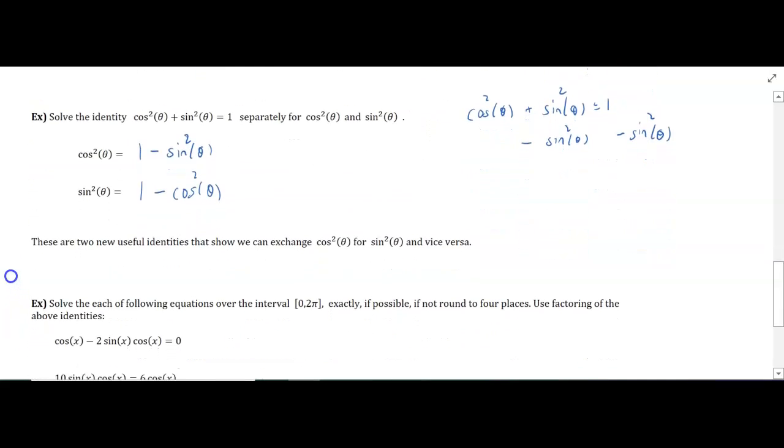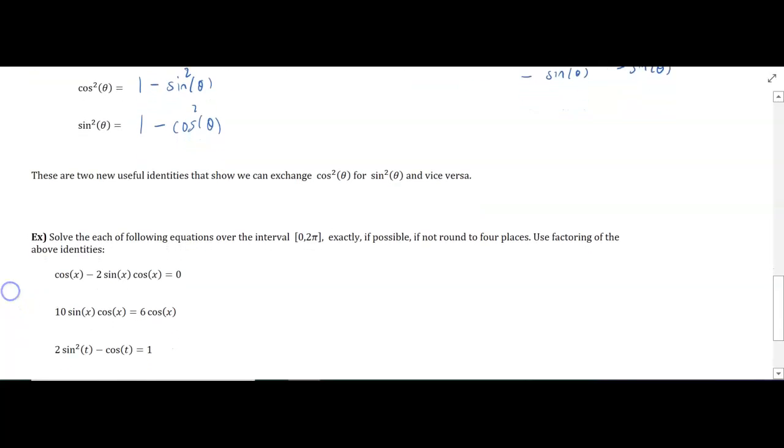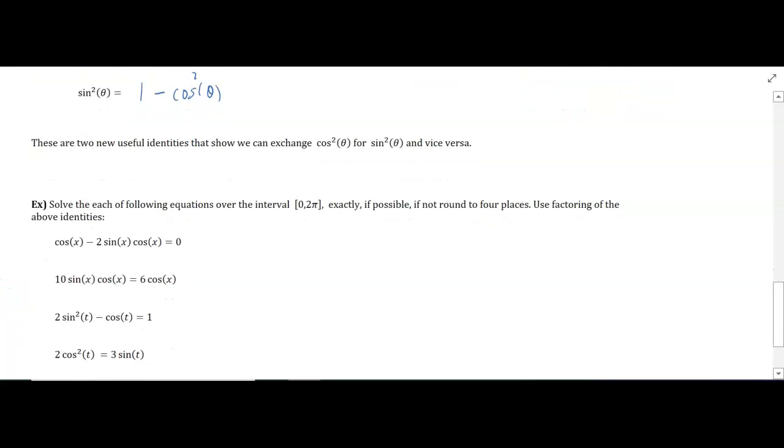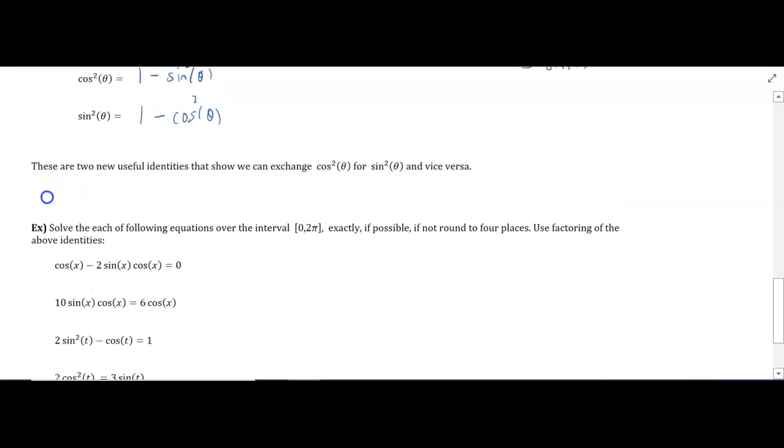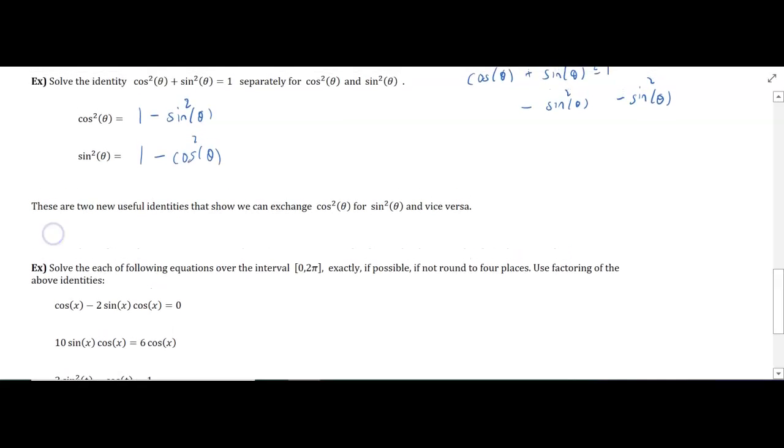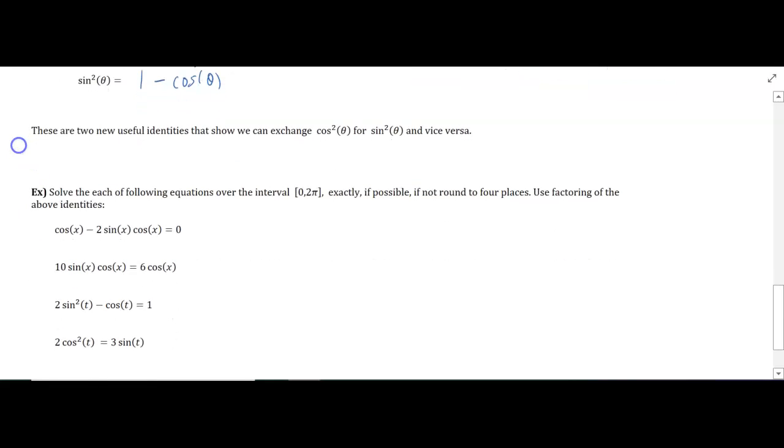Now let's get to some examples. We're going to finish this video with several examples. The first two are not going to involve any trig identities, but we are going to use these last couple of facts that we derived. Again, we're trying to solve these equations exactly if possible, or if not, rounded to 4 decimal places. So actually, let's do the first example, and then we'll see about some of the rest.